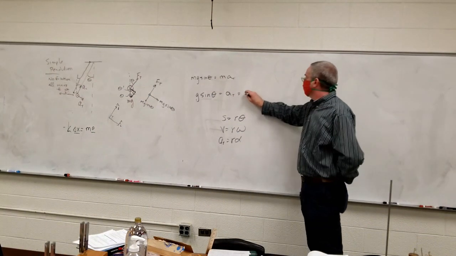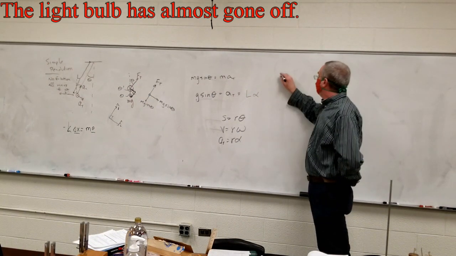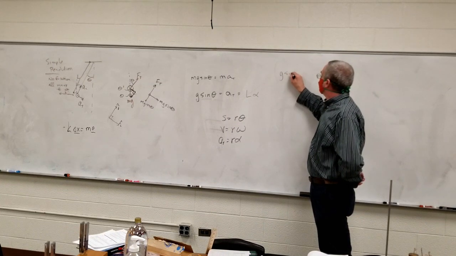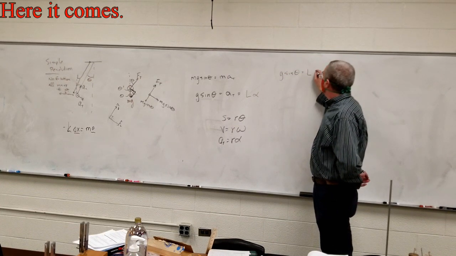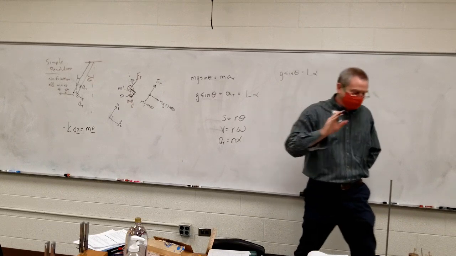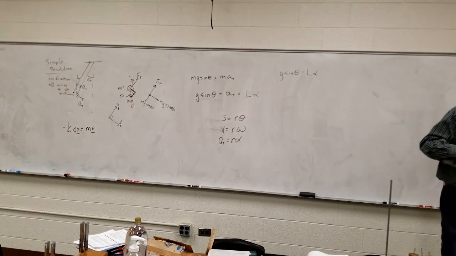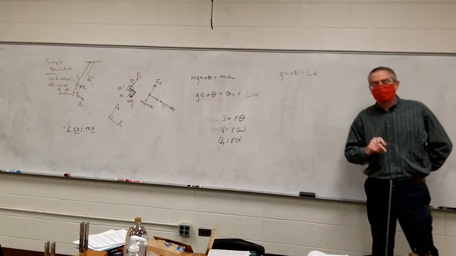And so this is equal to L alpha. So we now have g times the sine of this angle is equal to L alpha. Now there's another mistake that I think I make every single time I do this, but it is going to cause an issue.